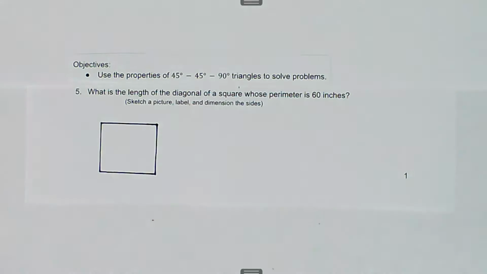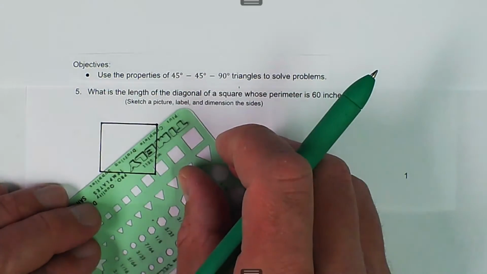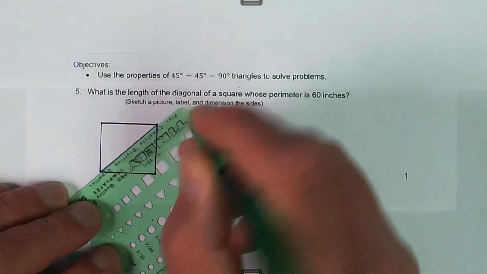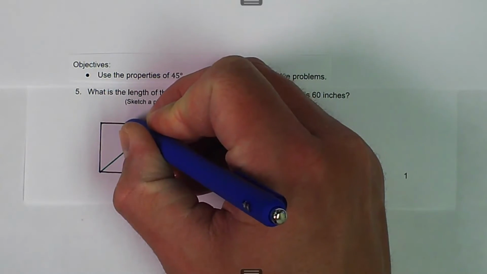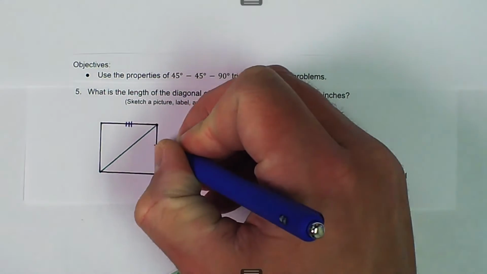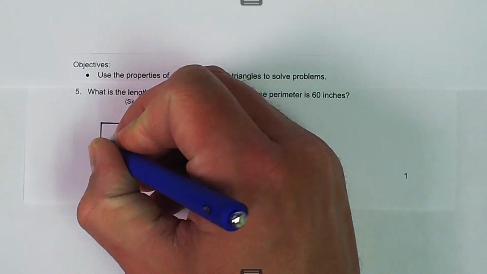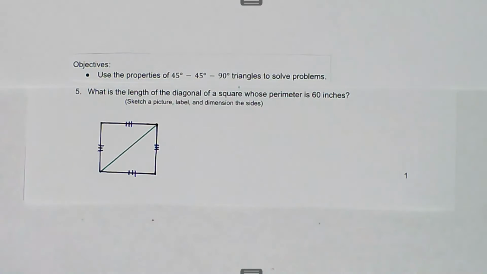And the question says, what is the length of the diagonal? So I'm going to sketch the diagonal on here. And although I may not have drawn it extremely accurate, what we want is, because it's a square, all sides are congruent.